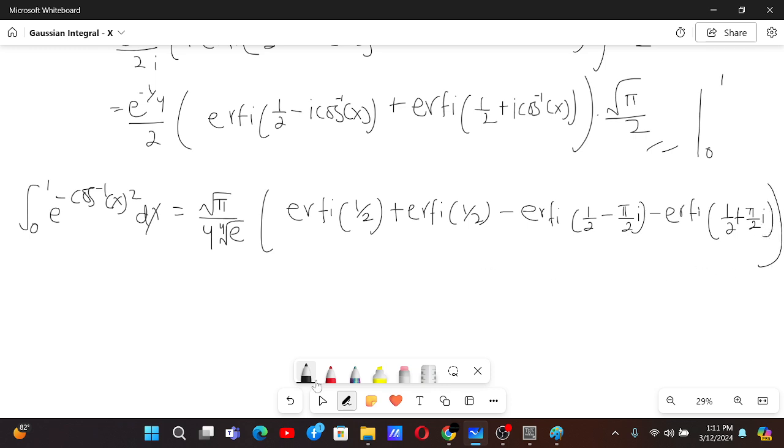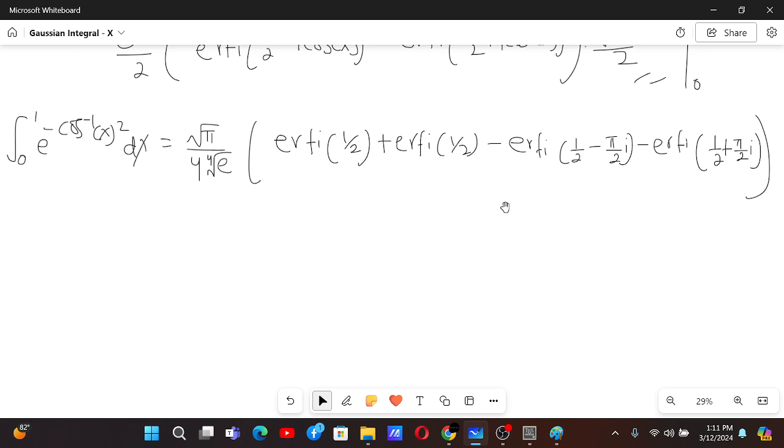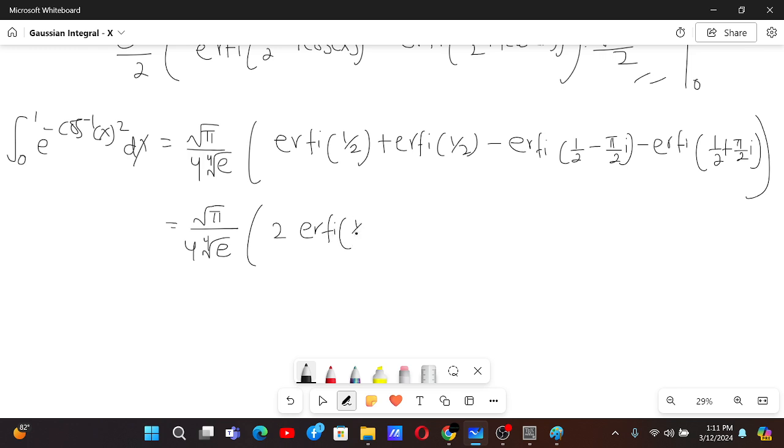Yeah, so this is the thing, and how do we simplify this? Can this be simplified? Root pi by 4 times 4th root of e, this is 2 times erfi 1 by 2, and then minus erfi 1 by 2 minus pi by 2i minus erfi 1 by 2 plus pi by 2i. Yeah, so I think, is this the answer? Let's check.